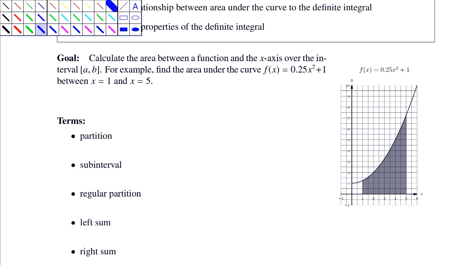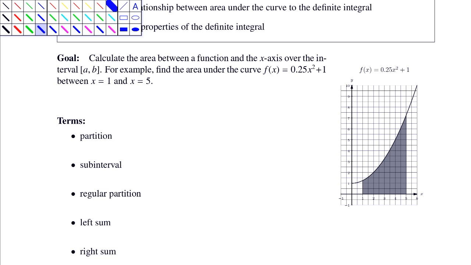So if you look at the picture on the right, you have the graph of y equals 0.25 x squared plus 1. That, of course, is a parabola. And I've only drawn it here from 0 to 6 or whatever. And I've shaded under that curve from the x values 1 to 5. And so that's what we're interested in finding: what is the exact area under that curve between the x values of 1 and 5.